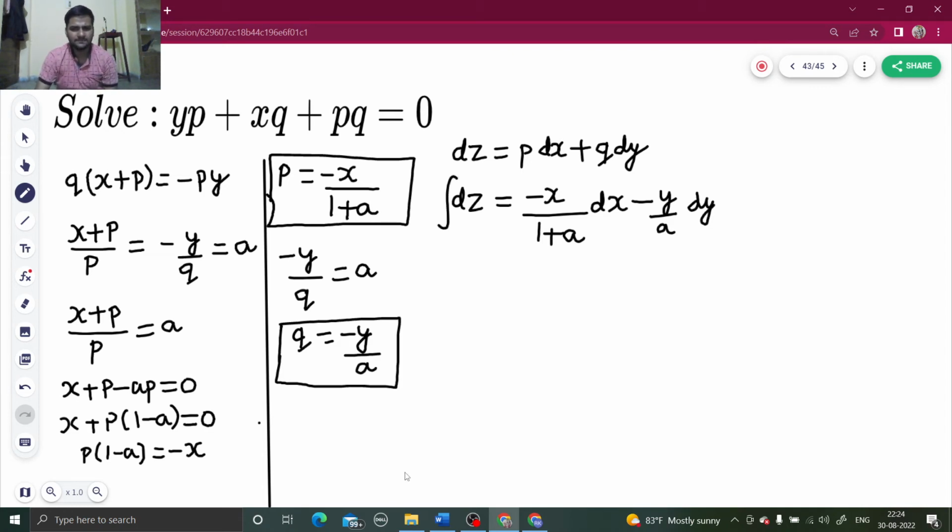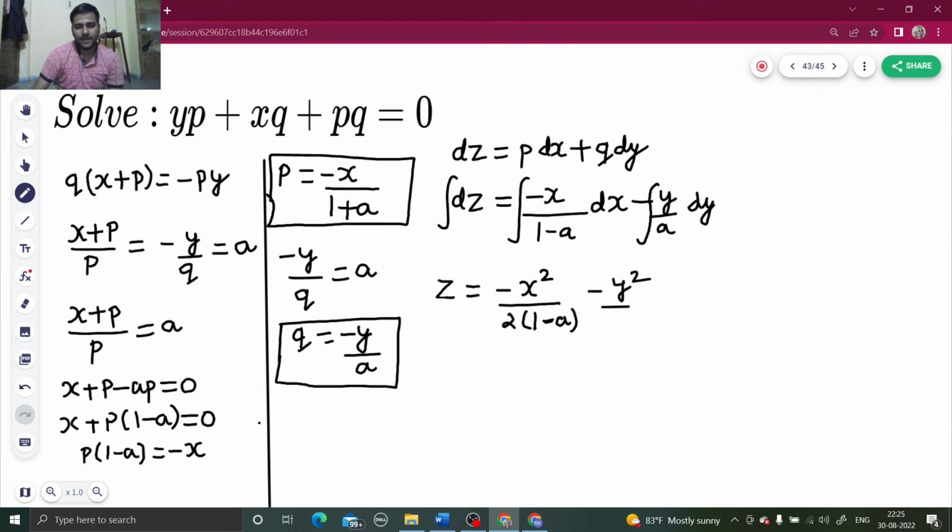So integrate both sides. Integration of dz is z, integration of x is x square by 2, minus of, okay, this was 1 minus a, so x square by 2 times (1 minus a), and minus y square by 2a, plus any constant, let's say b.